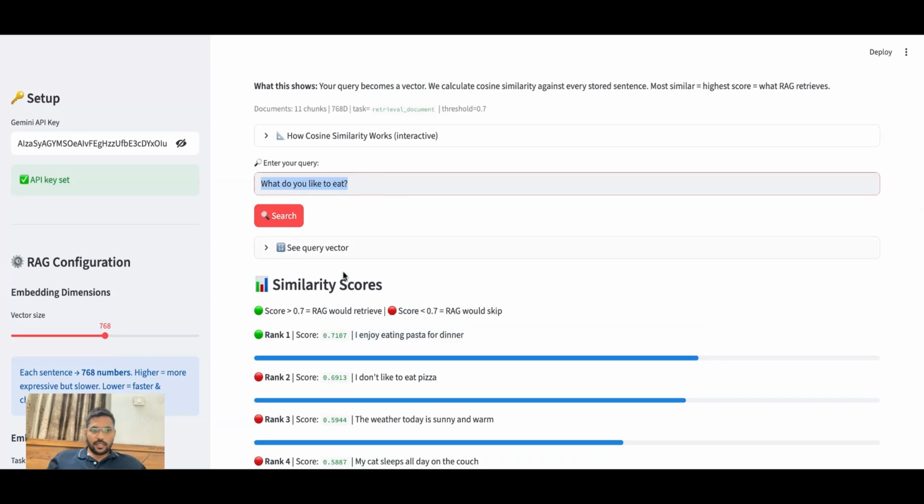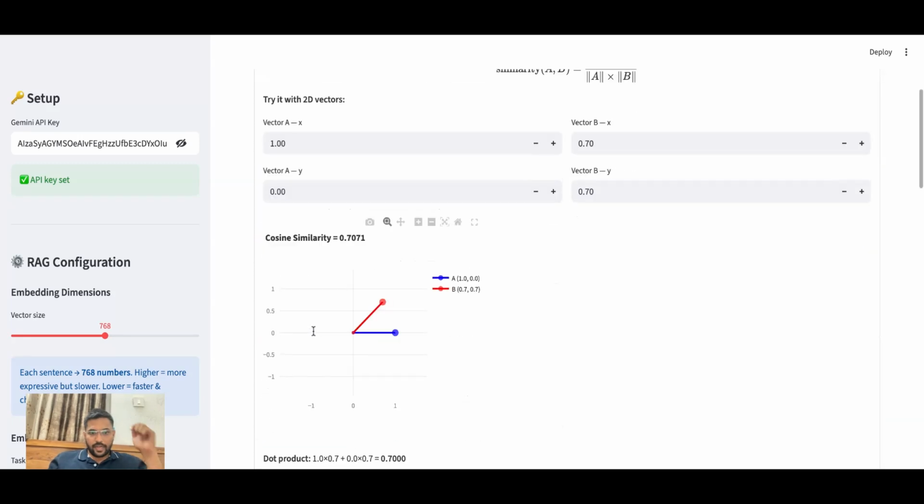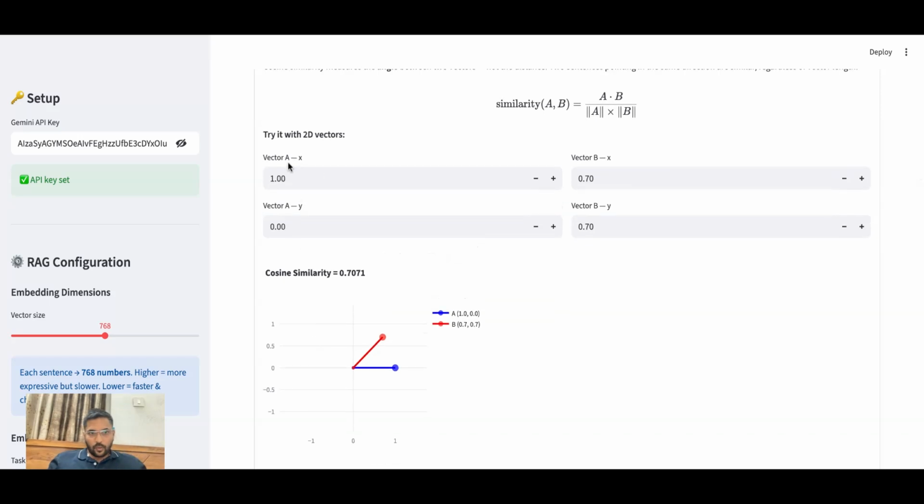So how is this being done? It is done using cosine similarity. Let's look at how cosine similarity works. Vector A is, for example, our query, and vector B is one of the entries in the vector database. So this is the vector for our query, for example.